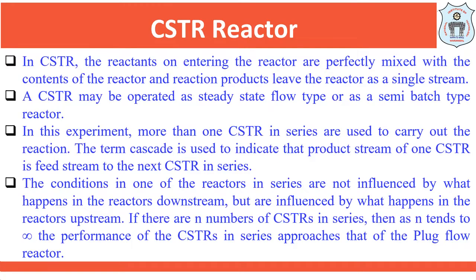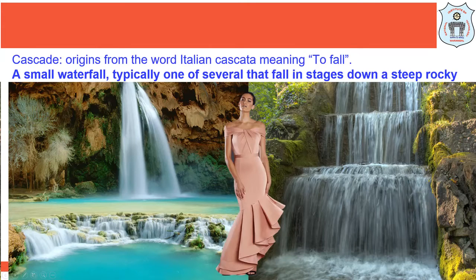Well, coming to the theory part of this Cascade CSTR reactor, let us start with what is a cascade. Have you heard this word anywhere else? Actually, in fashion dress stitching, they use the word cascade. And if you go to a waterfall, we call it a cascade. Okay, what is a cascade? Actually, a small waterfall, typically one of several that falls in stages down a steep rocky slope.